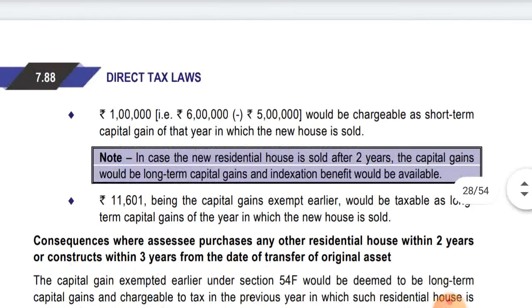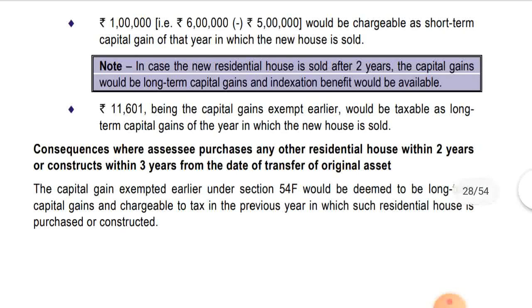Okay, now see what they're saying. Consequences where the assessee purchases any other residential house within 2 years or constructs within 3 years from the date of transfer of the original asset. You cannot purchase another house property or construct. Then the capital gain exemption which was given under section 54F will also be taxable in the year in which another residential house property is purchased or constructed. The capital gain exempt earlier under section 54F would be deemed to be long-term capital gain, chargeable to tax in the previous year in which such residential house is purchased or constructed.